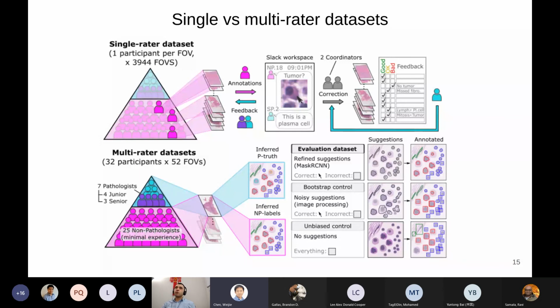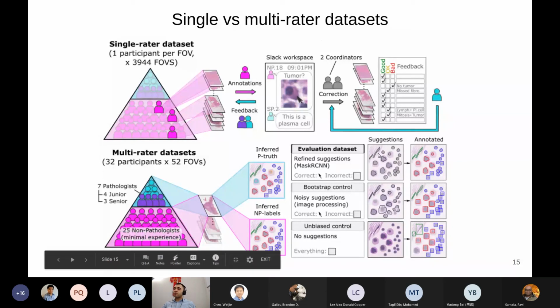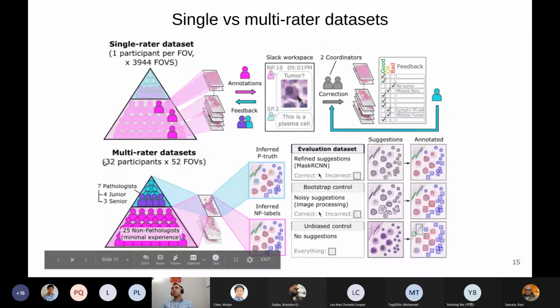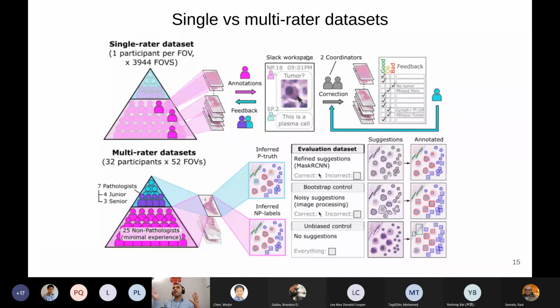Yes, that's a good question. The multi-rater data is completely independent. The same person would annotate under different conditions, of course. So the same person would do unbiased, then wait a little bit and do the bootstrap, and then do the evaluation for the same field. But different people are completely independent. That's for the evaluation for the multi-rater. But for the single rater, there is this collaborative effort. So these are two competing approaches to getting data, and we use both and analyze both.